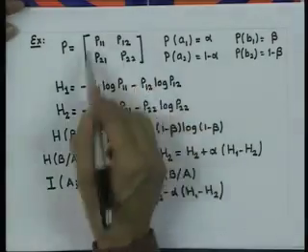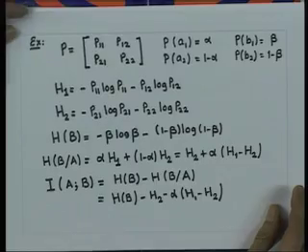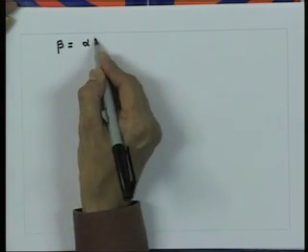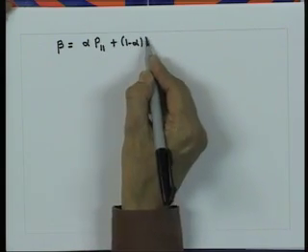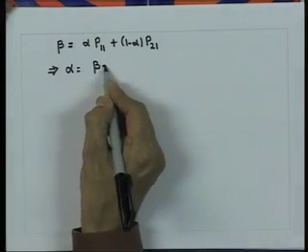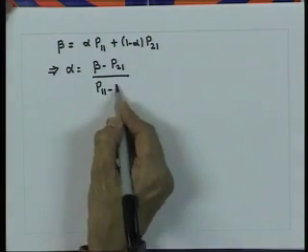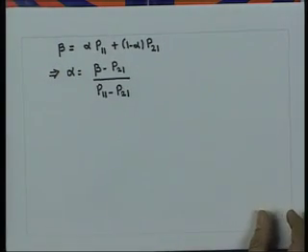Now, with this channel matrix and with this input probability distribution, the probability of B1, which is equal to beta, can be easily calculated as alpha times P11 plus (1 - alpha) P21, and from this it implies that alpha is equal to beta minus P21 upon P11 minus P21.